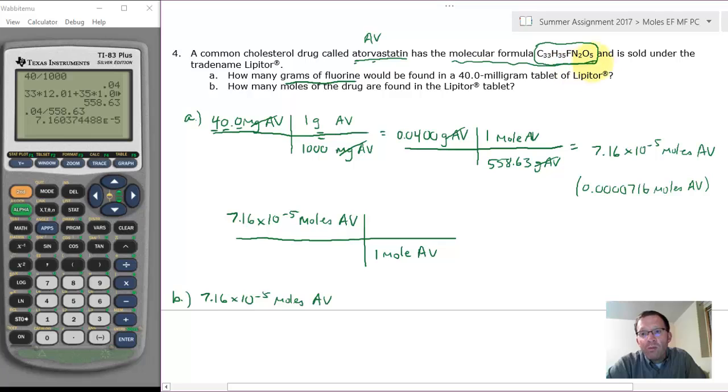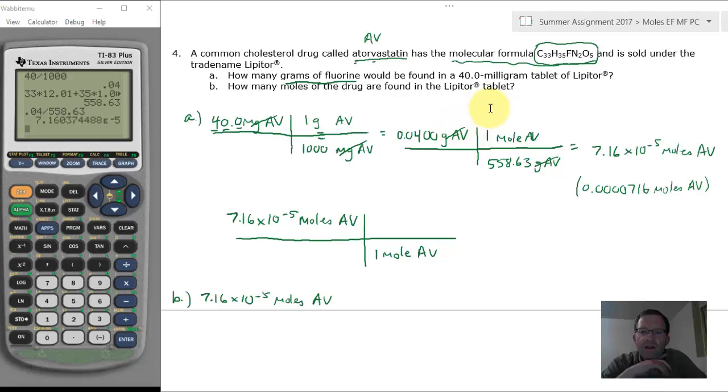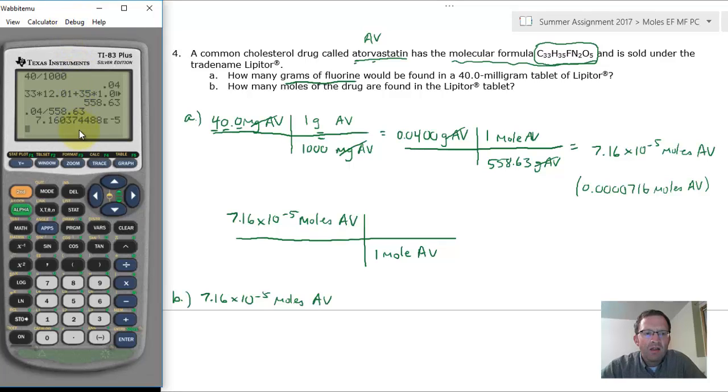Well, we know that that whole big molecule has a mass of 558.63. And I got that big mass, 558.63, remember, earlier by adding up all the molar masses for all the substances involved. Now, on my calculator, I can go back up to that line and see that in that big string of numbers we added up, there were, let's see, 33 carbons. There they are. There was 35 hydrogens at 1.008 each. There was 1 fluorine, that 19. There was 2 nitrogens, and there were 5 oxygens.